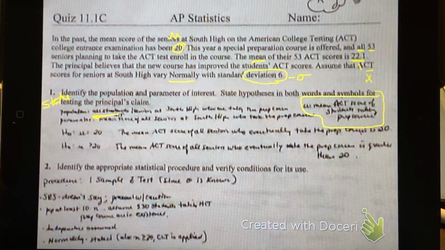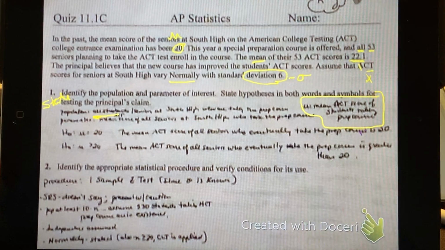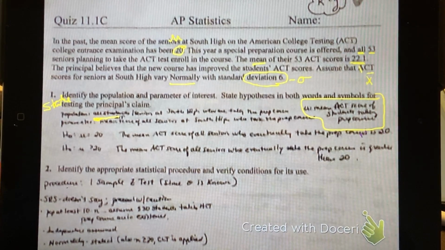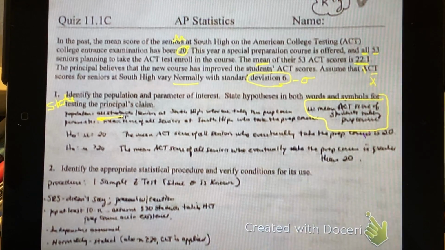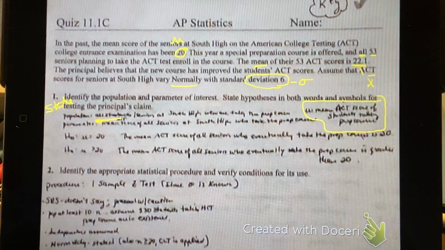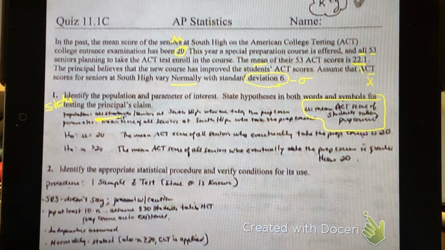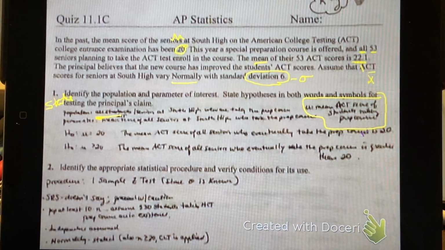Okay? And so there's your mu. That's your parameter. And so that's what you're going to be doing before you do your test. You're going to have to identify your parameter. Just like last unit we did P. What does P represent? What does P1 represent? What does P2 represent? So this is the same thing.